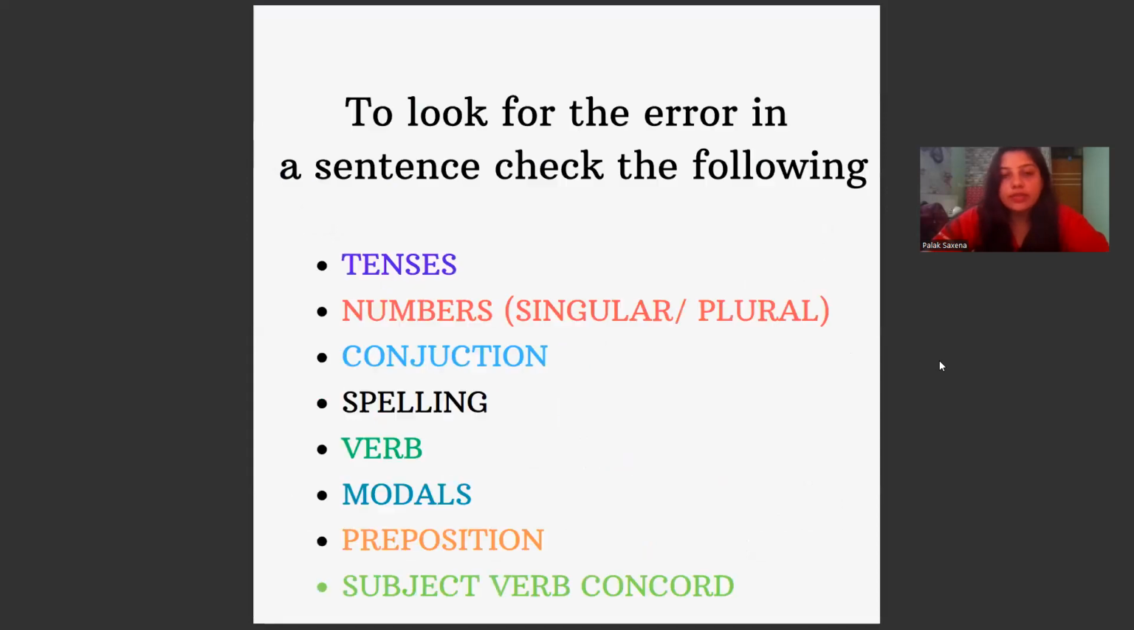So you'll have to make sure that when you are reading the paragraph, you look for these: tenses, numbers, conjunction, spelling, verb, prepositions, modals. Modals are can, could, may, might, etc. And subject-verb concord, subject-verb agreement. These things only you will get in it. So in the next video, we'll try to solve a paragraph on the basis of these errors.